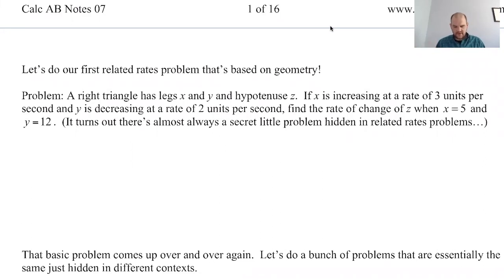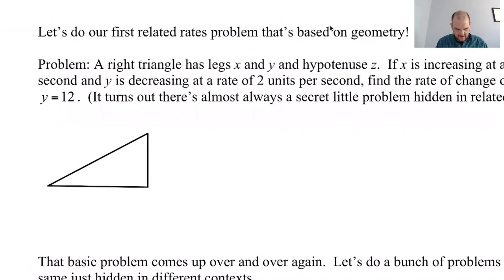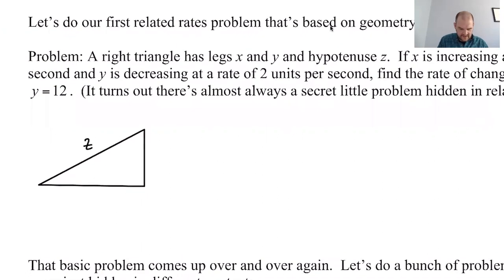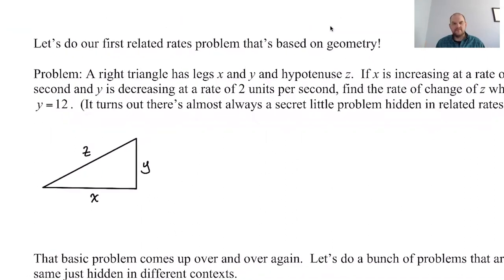A right triangle has legs x and y and a hypotenuse z. So maybe we should draw that. The hypotenuse will be z. So we'll say that this is z, this is x because it's horizontal, and this is y because it's vertical. That's the way you should set those up.